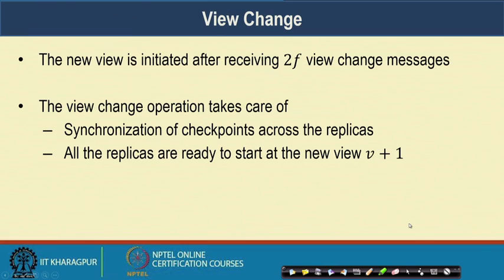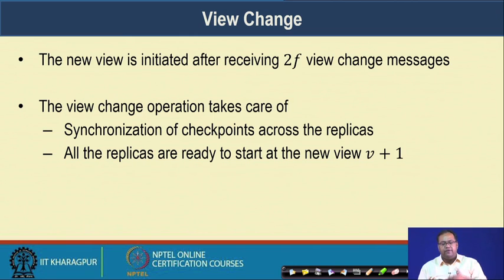A new view is initiated after receiving 2f view change messages. You know that in the system you had 3f plus 1 total number of nodes, out of them f are faulty, and the primary has also been observed to be faulty. In that case, if you receive 2f plus 1 view change messages, it is like 2f messages are received from the correct replicas. So, a view change needs to be initiated.